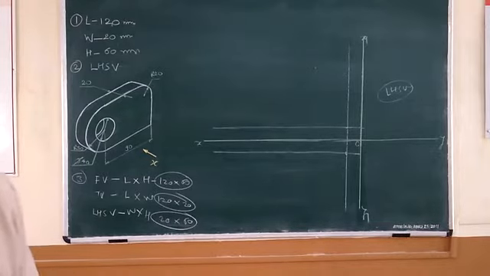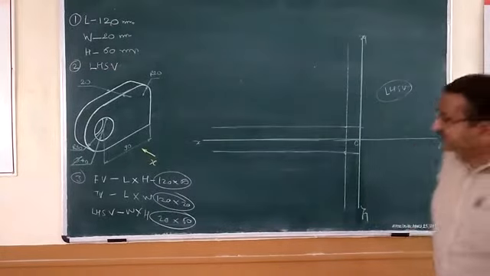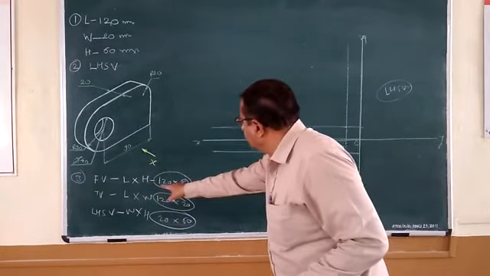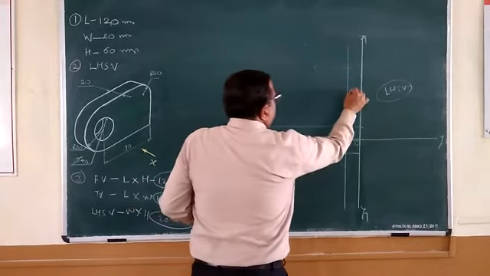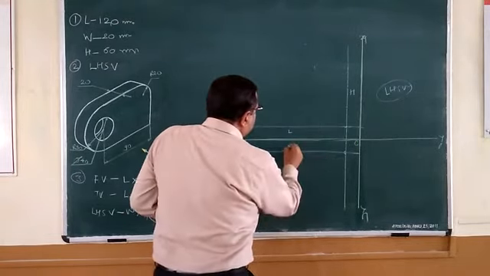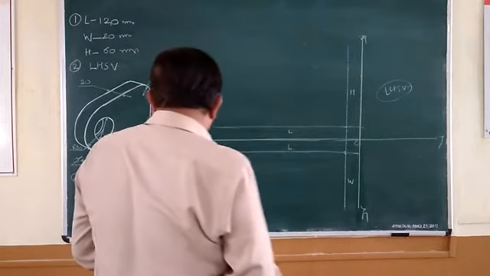Now next, the front view will be here, and the top view will be here. Front area is how much? L by H, 120 by 60. Length we are going to mark on this side, height on this side. Similarly for the top view, length will be here, width will be here. Accordingly, the same distances will be marked there.